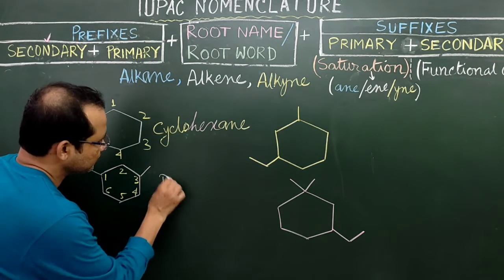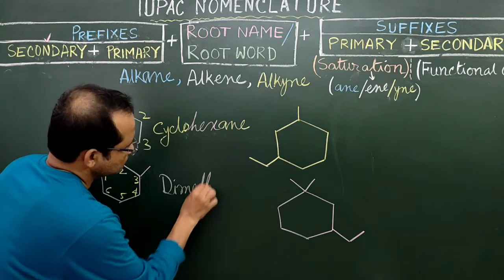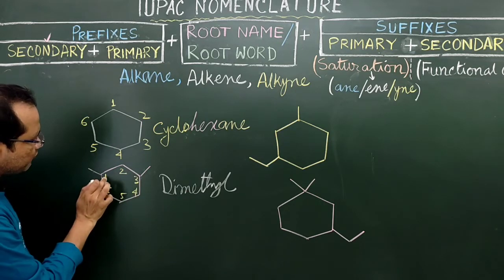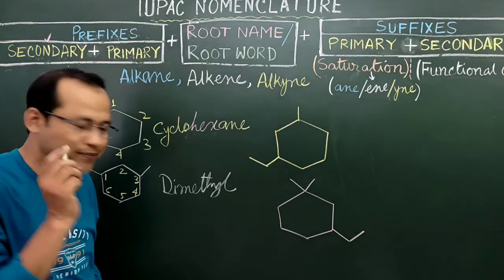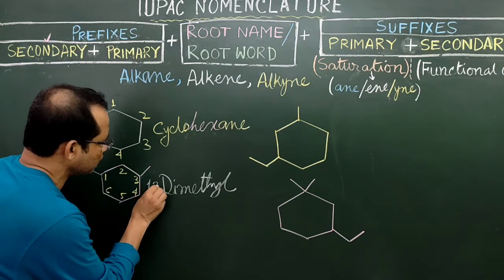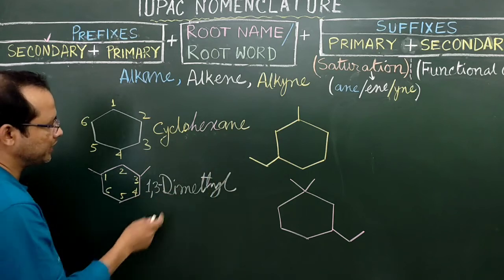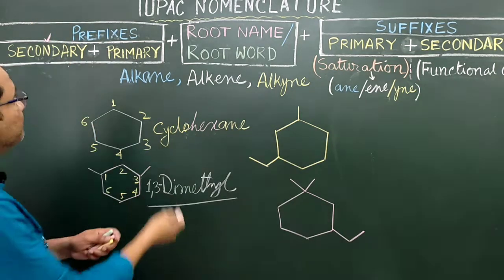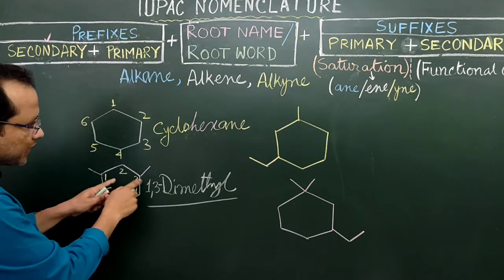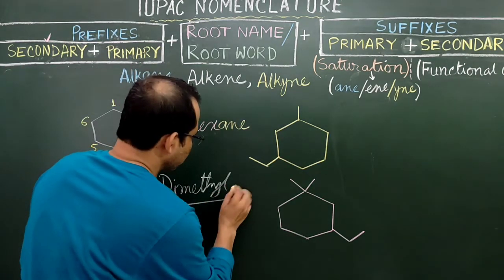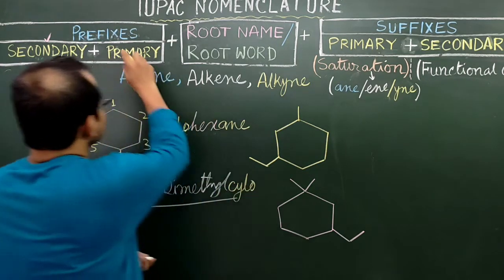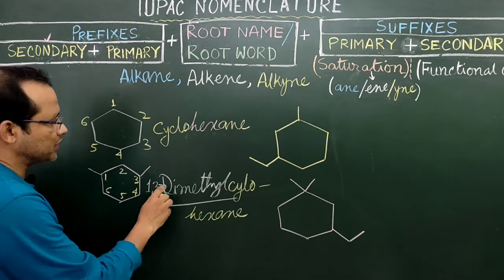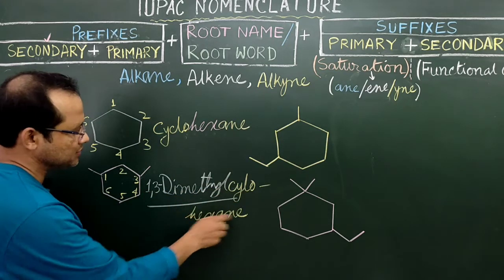So we shall write dimethyl. Now since methyl groups are present on the first and third carbon atoms, that is to be mentioned also. So it will be 1,3-dimethyl. This will constitute the secondary prefix. Now come to the primary prefix. It is cyclic in nature, so the term cyclo will be added as primary prefix, and then as usual, the ultimate name is 1,3-dimethylcyclohexane.